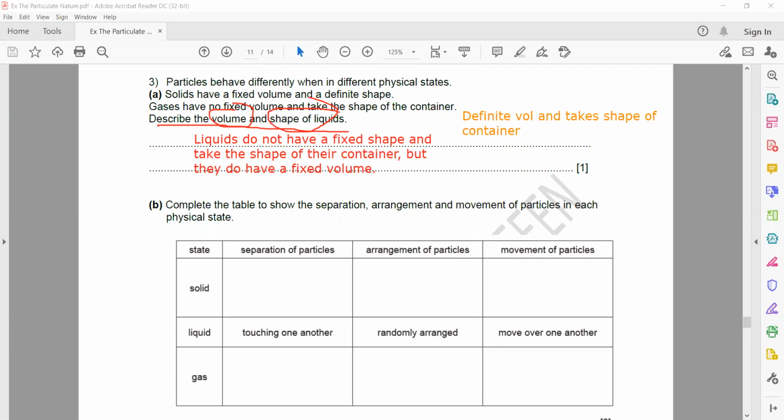In IGCSE, there is no half mark. For example, the student mentioned liquids do not have fixed volume or fixed shape. So even though no fixed shape is correct, no fixed volume is not correct. So even if half of your answer is wrong, because it is for 1 mark, you will not score any mark. It will be 0. Because there is no half mark in IGCSE. They don't give you 0.5 or 0.25. Either you get full marks, in whole numbers, you will always get the marks.